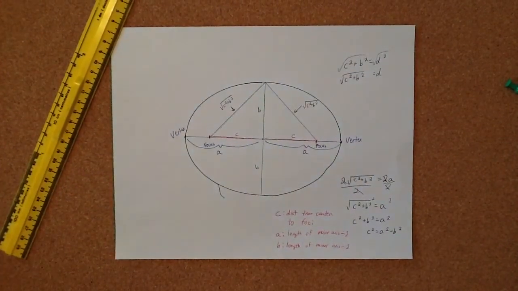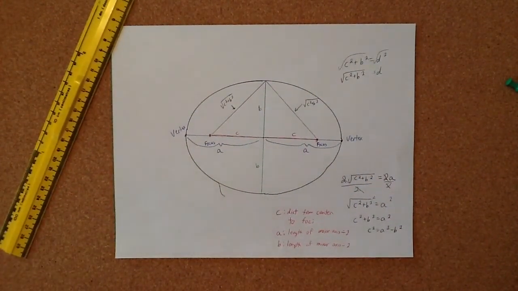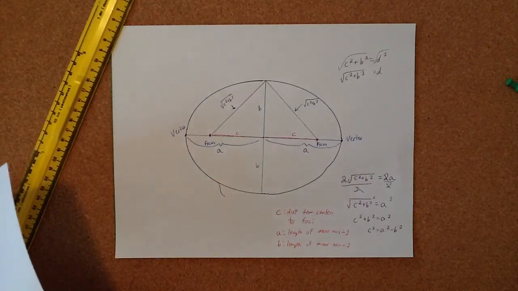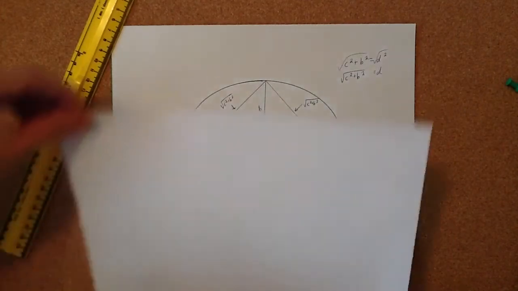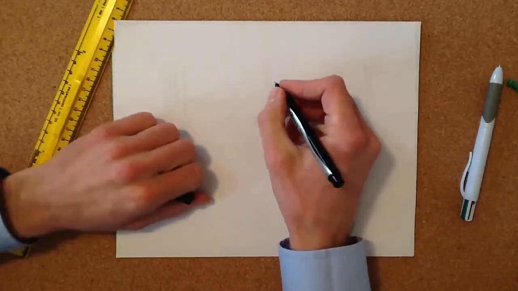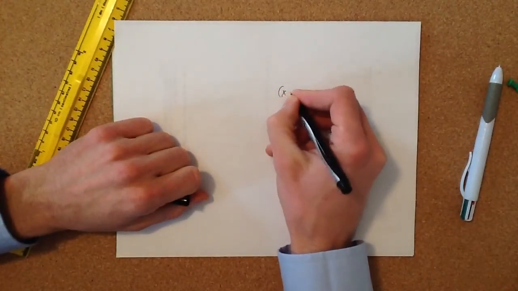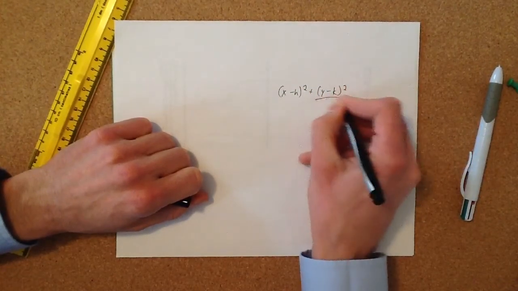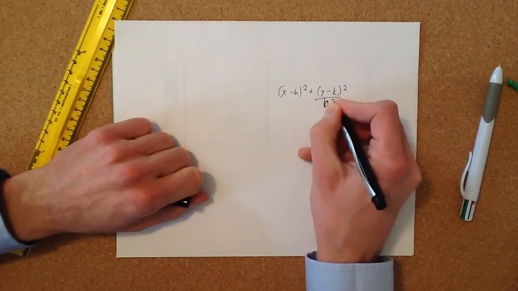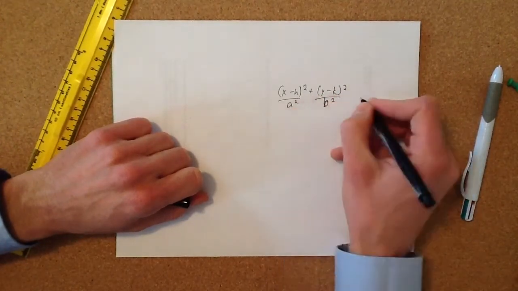Okay, also on your paper are some formulas. And I want to develop these ideas just a little bit before we move on to the next video. One of the formulas, and you can see it, but I need to take the time to write it. One of the formulas is this: x minus h squared over a squared, plus y minus k squared over b squared, and that's equal to 1.